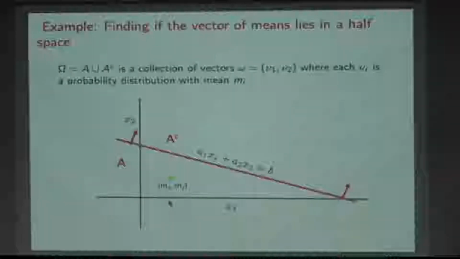So finding if a vector of means lies in a half space. This is one example. I give you this vector of means, and the question for you is, does it lie on this side of the half space or this side? The half space is given to you: A1 x1 plus A2 x2 is equal to B. This is the hyperplane. Does this collection of two arms lie on this side or that side? This is set A, and this is set A complement.